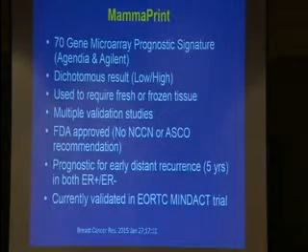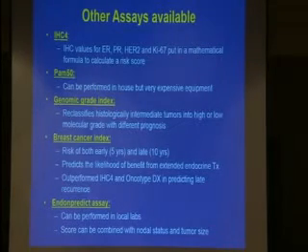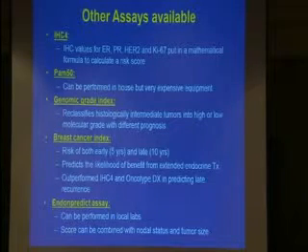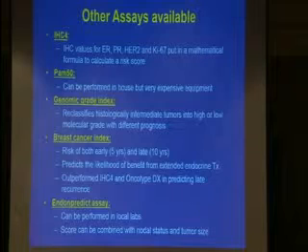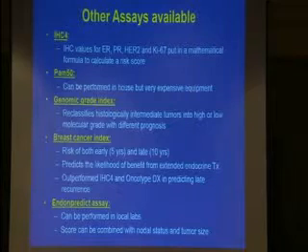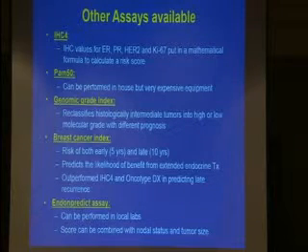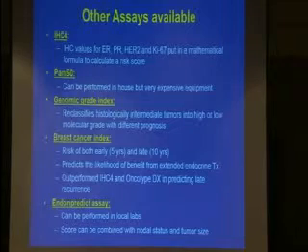It has a prognostic value for early distant recurrence for both ER positive and ER negative. Oncotype DX is mainly for ER positive, although they have started using it in ER negative patients as well. And the MammaPrint is currently being validated in the MIND-ACT trial. Other assays are available, and I know that maybe the oncologists here use PAM50 more than Oncotype DX. Basically, the difference is that they use different sets and numbers of genes, but they all more or less have the same value.